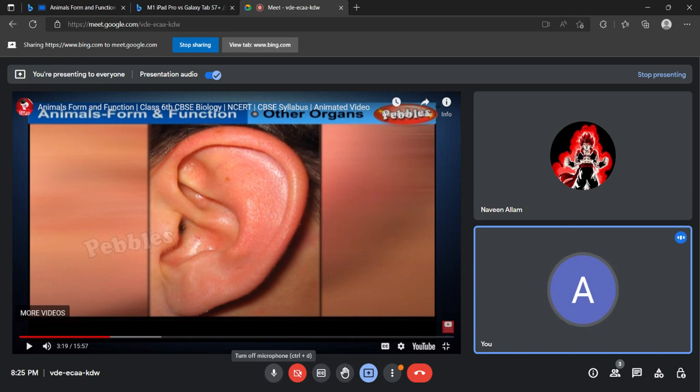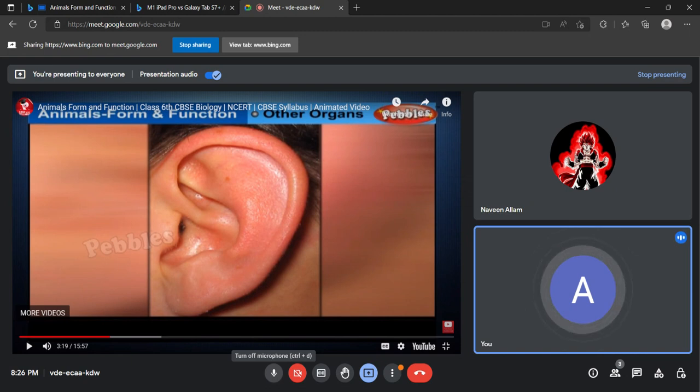Now this blood will go to the kidney, and the kidney will filter that blood. After filtration, there will be certain useless products that we have to excrete, so they are excreted in the form of urine. Are you clear about this? Yes or no? Yeah. Okay, now the ear: what is the function of the ear?